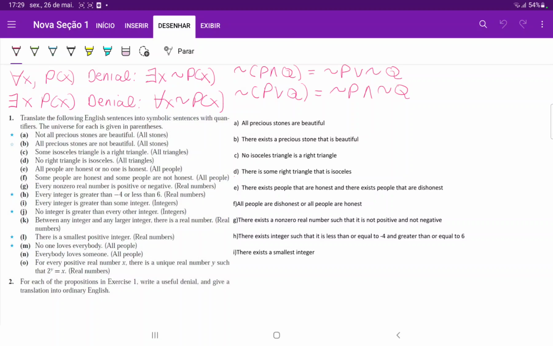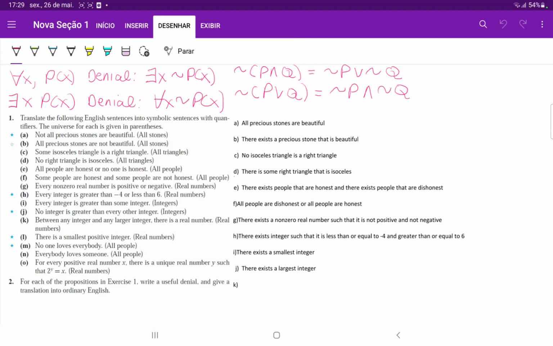And for J, we have the denial of there is a smallest positive integer. Oh, sorry, for J it is no integer is greater than every other integer, right? So for this one, the denial is some integer is greater than every other integer. So the denial of this for J is there exists a largest integer. Okay, that was fairly straightforward.